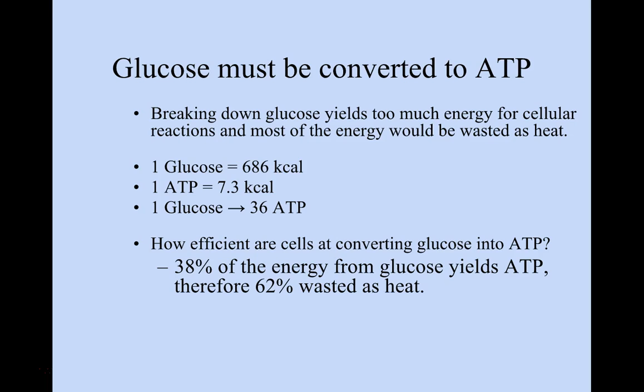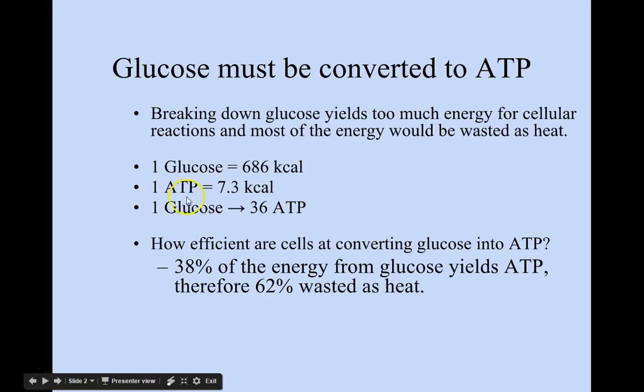So as we know, glucose is this very important biomolecule that our cells require for energy. So just to give you a little idea, a single glucose molecule provides about 686 kilocalories worth of energy. And it sounds like a lot of energy, but our cells really can't utilize that at all. So we have to convert it into something more useful, like adenosine triphosphate or ATP.